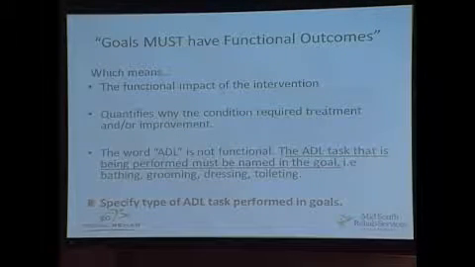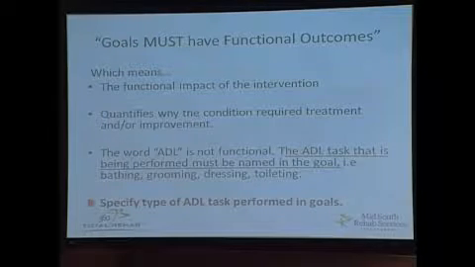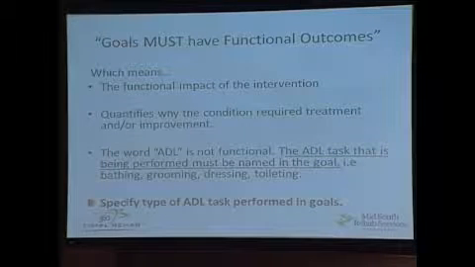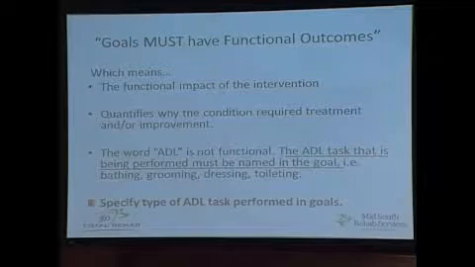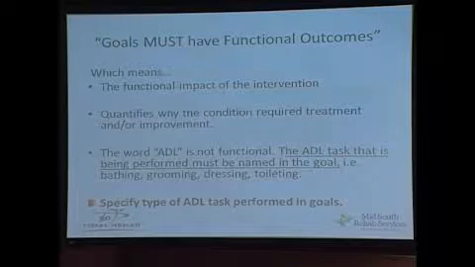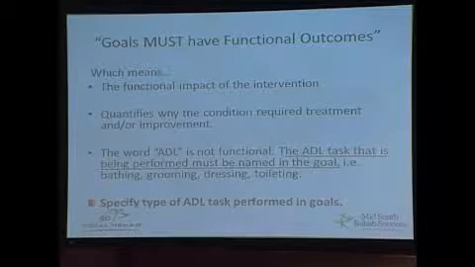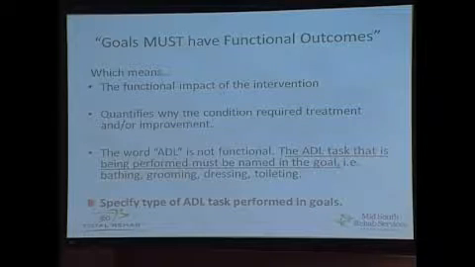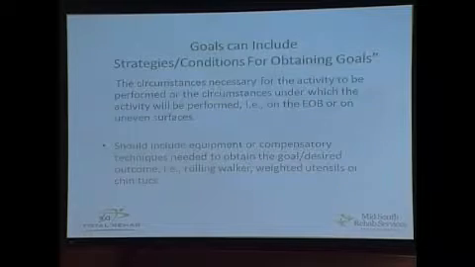So functional outcomes, we know what functional outcomes are. It basically quantifies why the conditions require treatment. Everything you do for a patient must have a functional outcome. It must relate to something functional. So here's an example. The word ADL is not functional. The ADL task that is being performed must be named in the goal, i.e. bathing, grooming, dressing, and toileting. You need to specify the type of ADL task being performed.